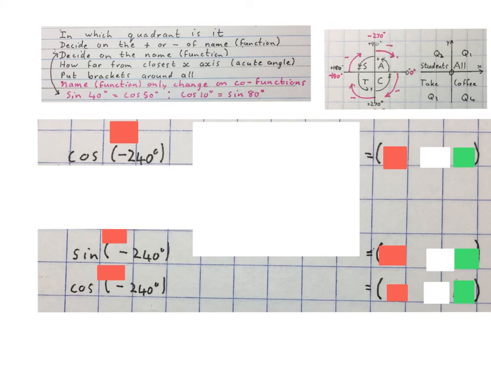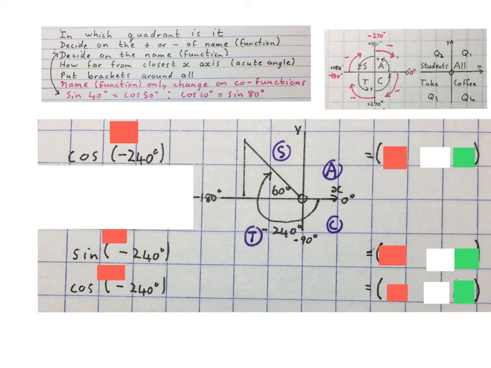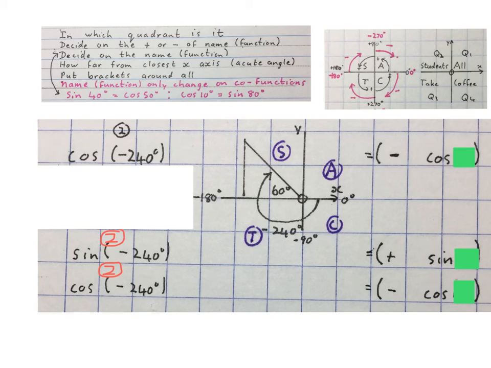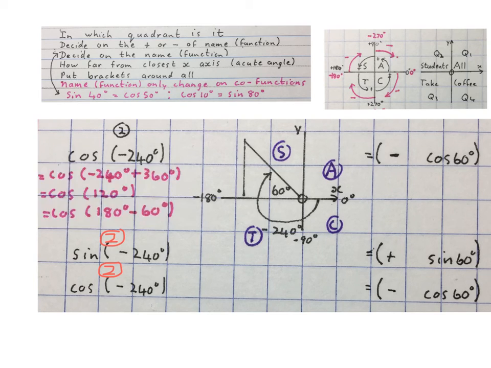Please stop the video and see if you can reduce these on your own. First you find your quadrant. It's your second quadrant. Find the sign of that name at the back. Write down the names and see how far you are from the closest x-axis. And mathematically we did this. We took the minus 240, we plus 360, we got 120, and that is 180 minus 60. Please stop the video and get your brain around this.